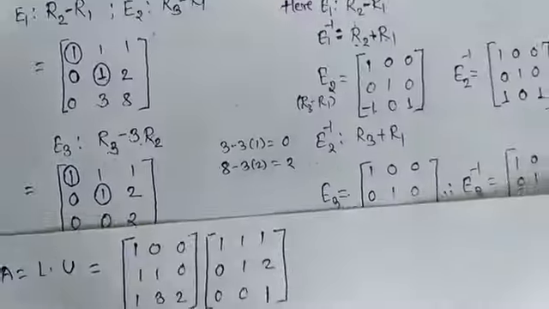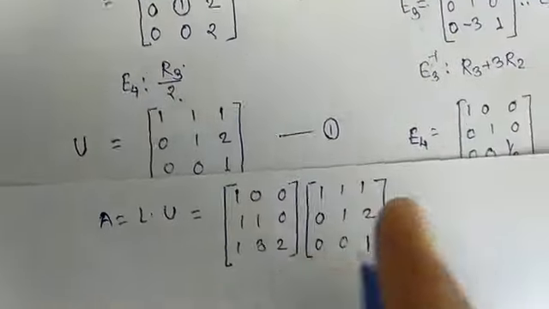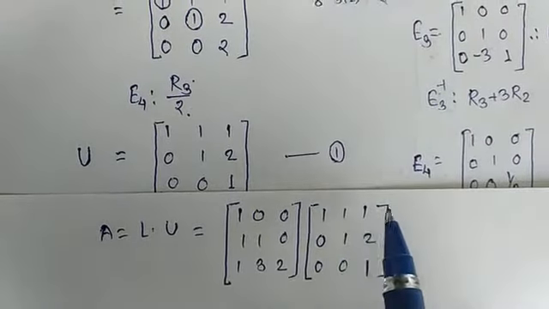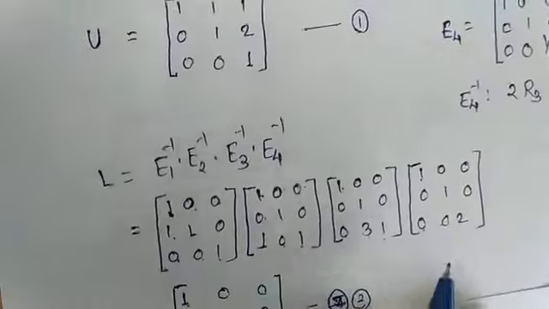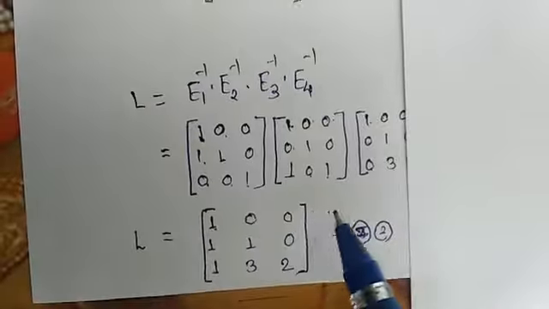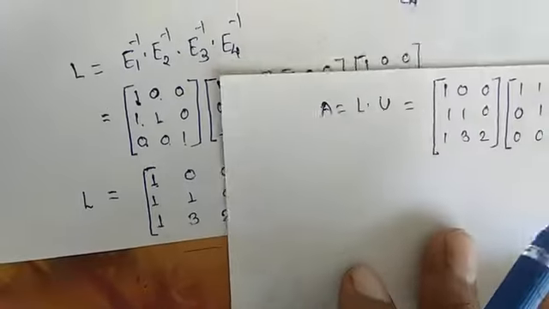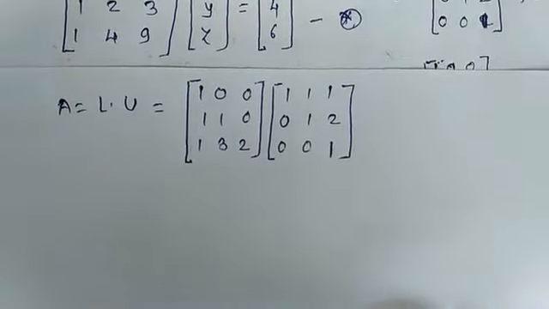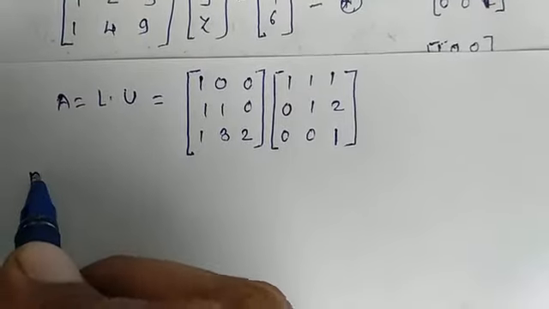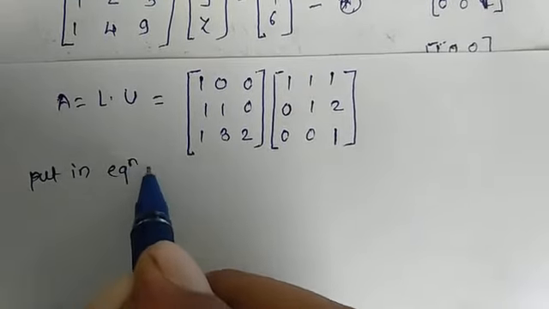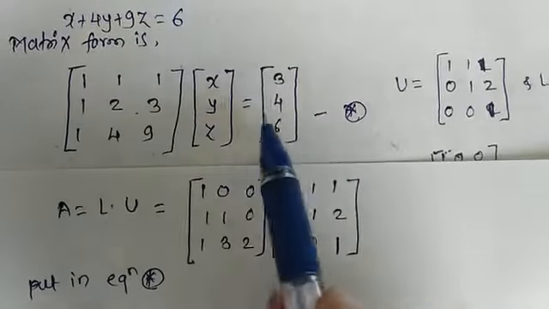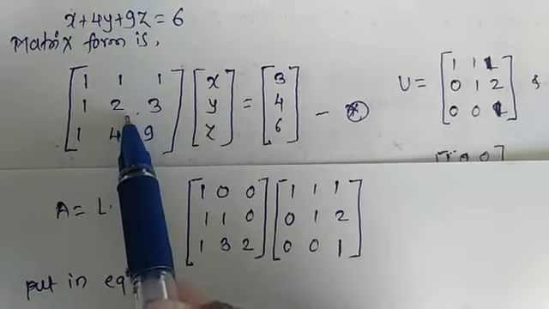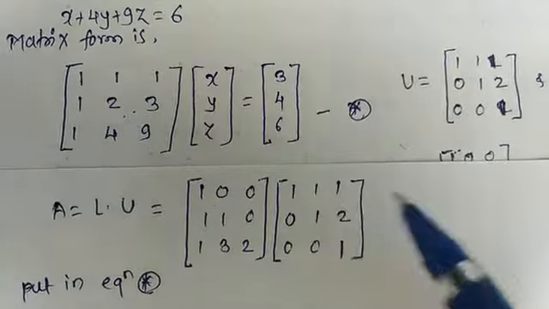Okay, here we have solved it, so we first check here. Yes, here it is. We write U as 1 1 1, 0 1 2, 0 0 1, and L as 1 0 0, 1 1 0, 1 3 2. Okay, so we have written here A is equal to L into U form. Okay, now we put in equation star. Our equation star is this. We have to put value of A as L into U.